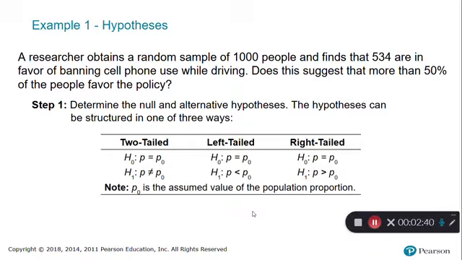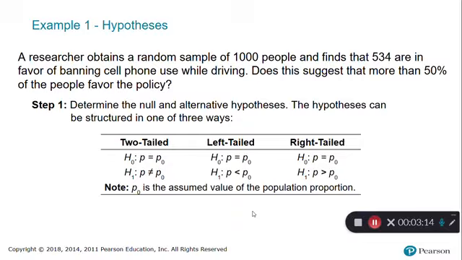For left-tailed, H0, again, is P equals P0, but then H1 is that P is less than P0. For right-tailed, H0 is that P equals P0, again, but H1 is P is greater than P0. Notice across all of those different tests, H0 is always the same: P is equal to whatever the assumed value of the population proportion is. And then H1 is where it actually changes. But we're still using P, we're still using P0. It's just a matter of whether it's not equal to, less than, or greater than.